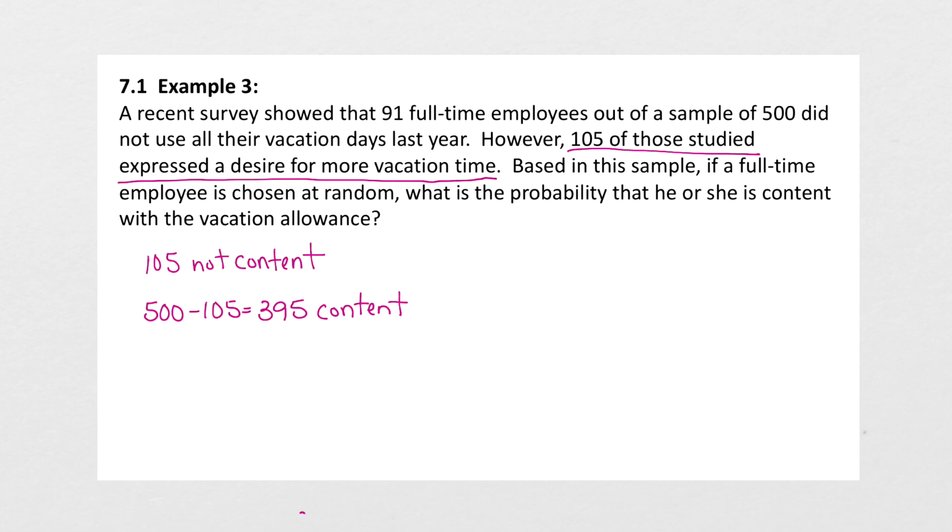Doesn't have anything to do with the 91 that didn't use their vacation time. They are assumed to be content with what they got. So the probability that a content employee is selected is 395 out of 500. We'd want to reduce that. If we leave it in fraction form, that'd be 79 of 100, or as a decimal, 0.79. Okay, so there's our 3 examples to help you more with section 1.